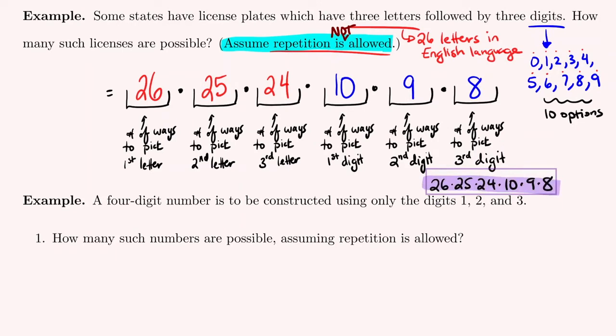As you go about your homework problems in this section, always ask yourself, is repetition allowed or is it not? Because as you can see in these two examples that we just completed, the thought process will change if repetition is allowed or if it's not allowed.